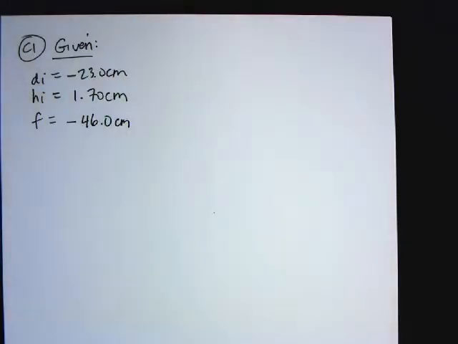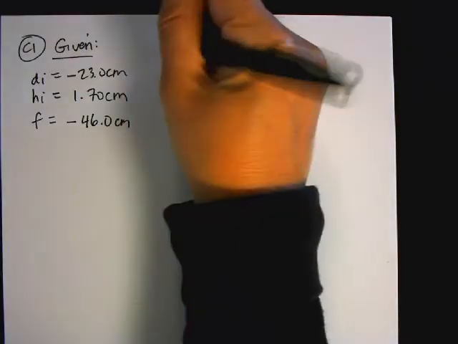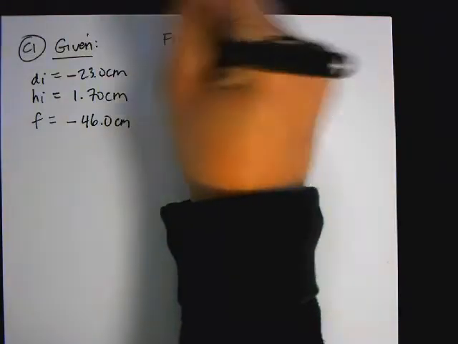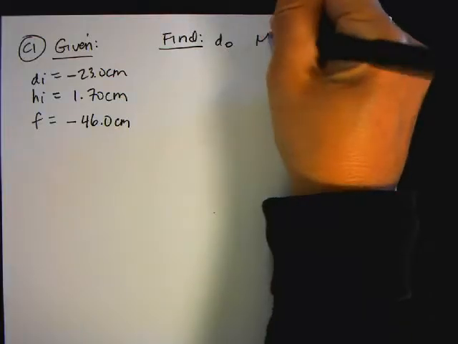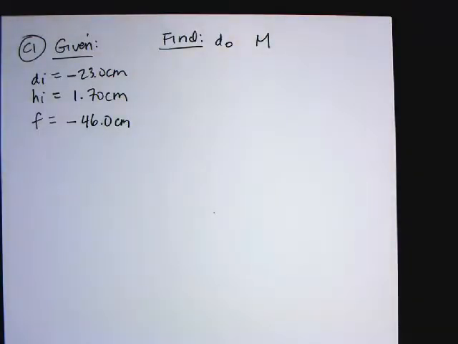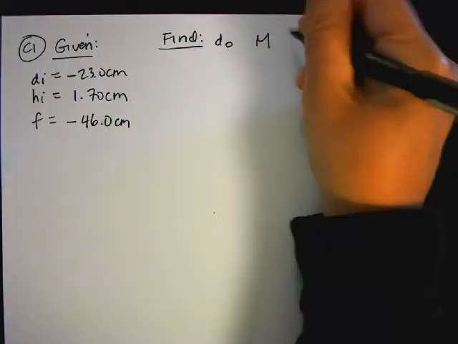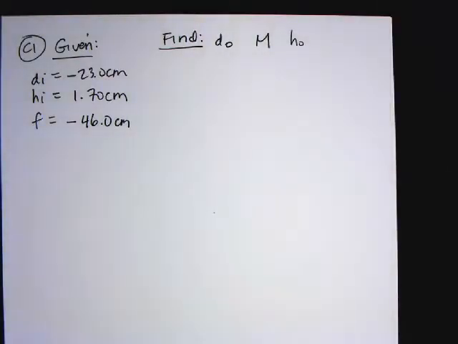How far in front of the mirror is the crayon positioned? So I want to find DO. What is the magnification? I want to find M. And then is the image real or virtual? And then is it upright or inverted? So then I would also find HO. Okay, so I want to do just about everything in this problem. So there's actually a lot to do.